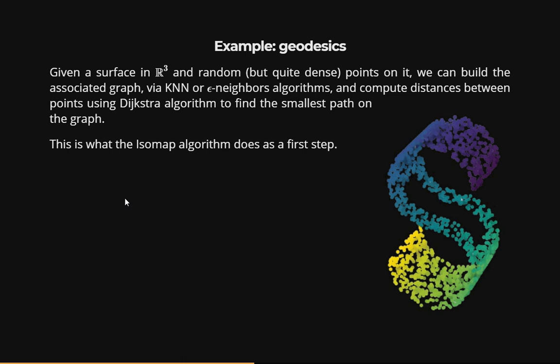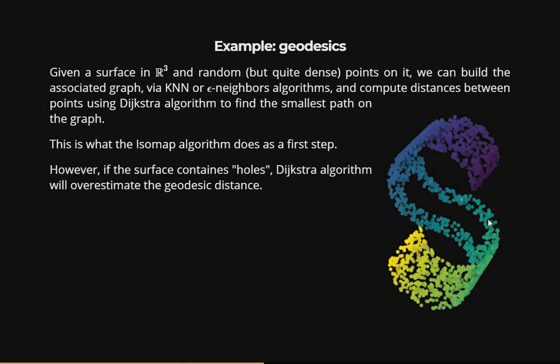However, consider something like this. Well, we didn't really meet this guy, the S-shape, but we met the Swiss roll, which is more or less the same thing. This is another standard data set for dimensionality reduction. You notice that here they removed a part from the data set, so we have a hole in it. What happens is that the Dijkstra algorithm won't work here. I mean, it will work. It will give you the shortest path on the graph. But it won't be approximating geodesic distances.